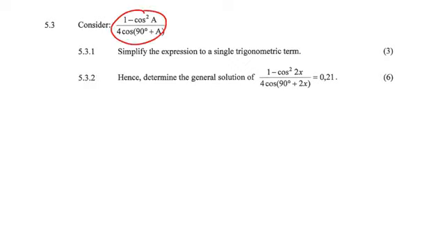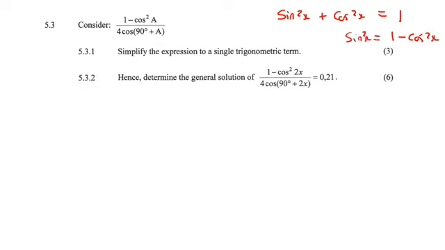Consider the expression. It says for 3 marks, so it won't be too bad: simplify this expression to a single trigonometric term. Okay, so if we look at that entire expression, we know that sin squared x plus cos squared x is equal to 1. So if you move this over to the other side, you would have 1 minus cos squared x equals sin squared x.